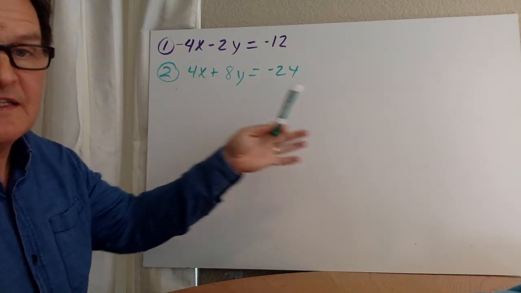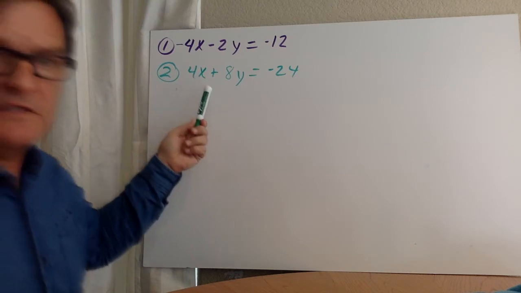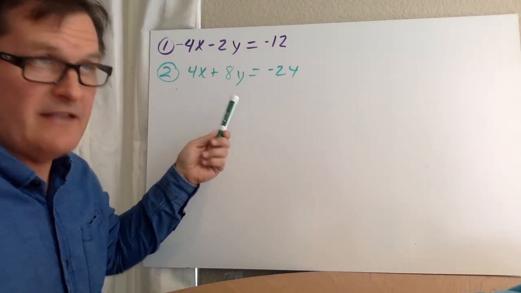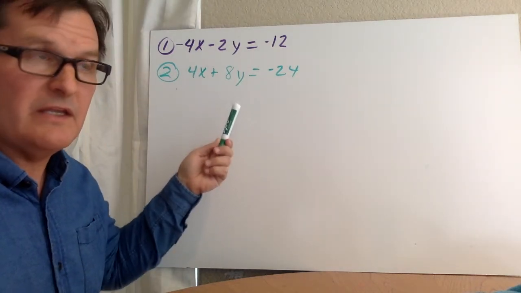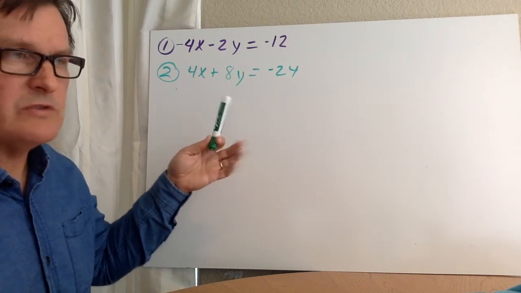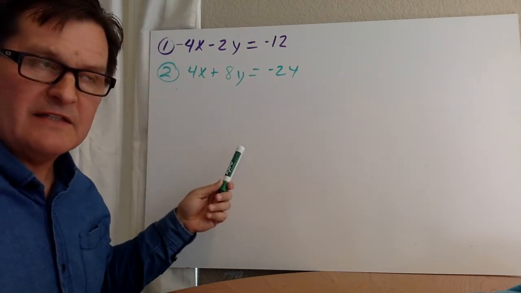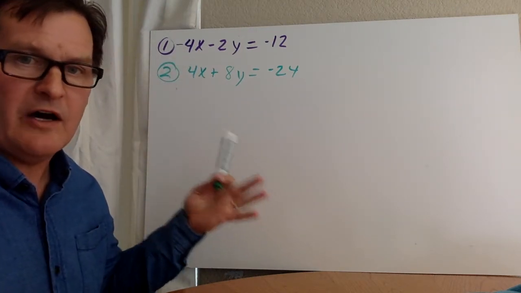What jumps out at me is that these are both 4x. Those are the things you're going to be looking for when you decide how to solve systems of equations, because it'll tip you off to which method is easiest and most efficient. And what's even better about this one is they have opposite signs, so it's set up for elimination automatically.